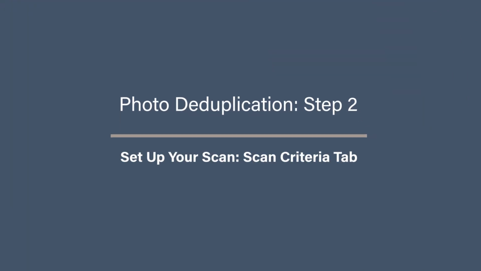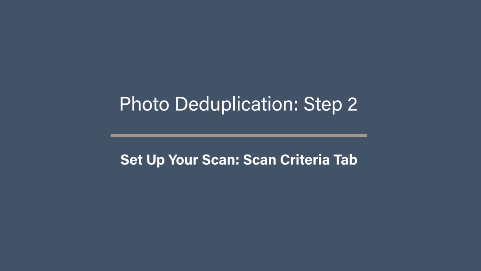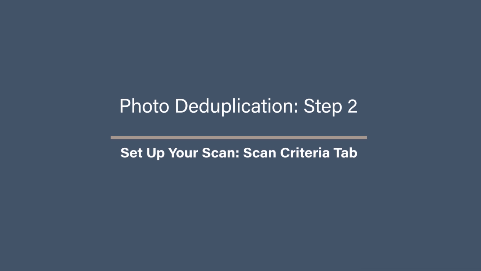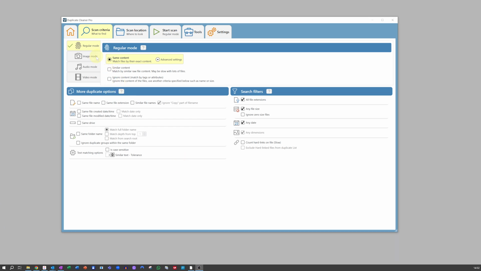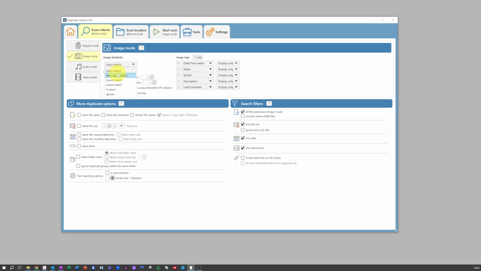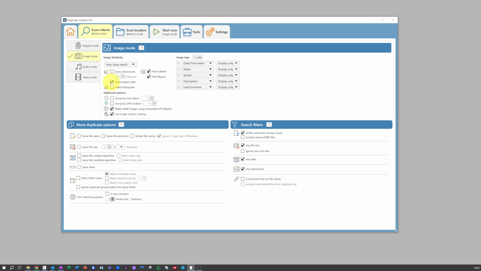Photo deduplication. Step 2. Set up your scan criteria tab. For this first one, it's photos. And for image similarity, select very close match. Then untick same aspect ratio and leave the rest of the settings as default.